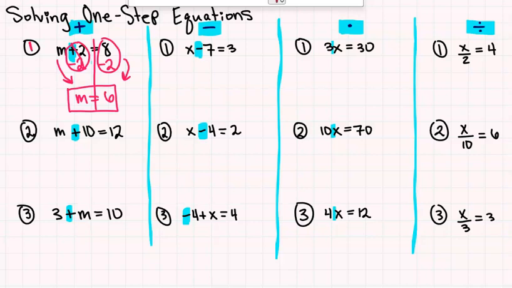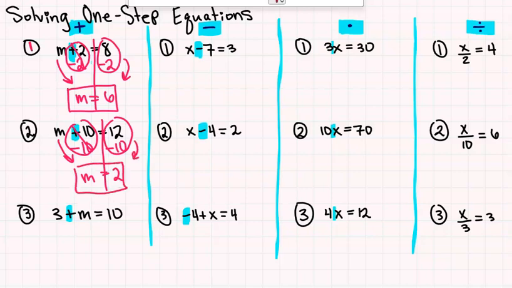Let's do the same trick with number 2. I notice that my variable's on the left, and there's addition present, so I need to get rid of that normal number, that constant. To get rid of the 10, I do the opposite of plus, which is minus, but I have to do it on both sides. 10 minus 10 cancels. We bring down our variable, and then 12 minus 10 is 2. The variable's by itself, so we're done.